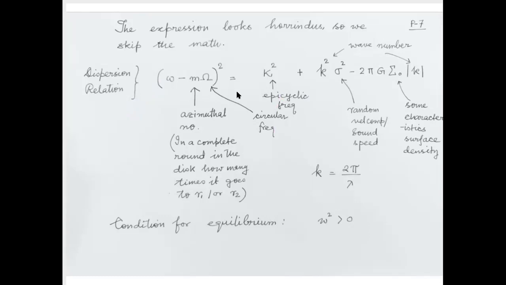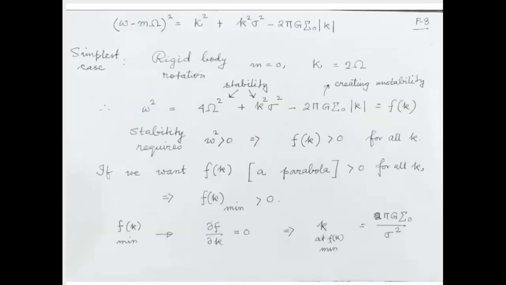So this is my complicated dispersion relation. And when will I see that this will give me a stable density wave or a stable spiral structure? When omega square is greater than 0, right? So let us analyze this. When omega square will be greater than 0.